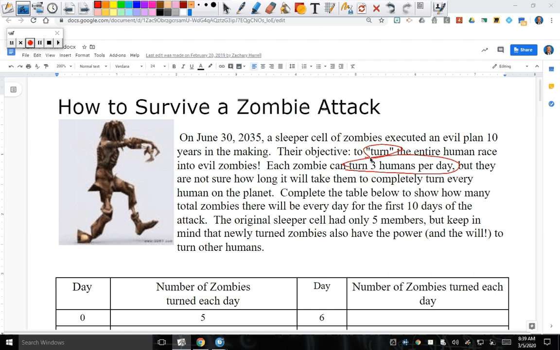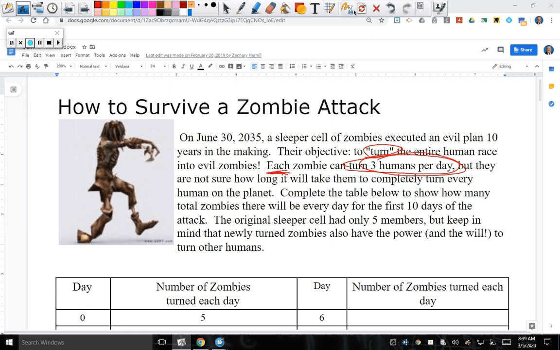Okay. Complete the table below to show how many total zombies there will be every day for the first 10 days of the attack. The original sleeper cell had only 5 members, but keep in mind that the newly turned zombies also have the power and the will to turn other humans. We good? Alright, so their objective is to turn the entire human race into zombies, and each zombie can turn 3 humans per day. And then the next day, from those that were turned, each of those can turn 3 more humans, and so on and so forth. Okay?